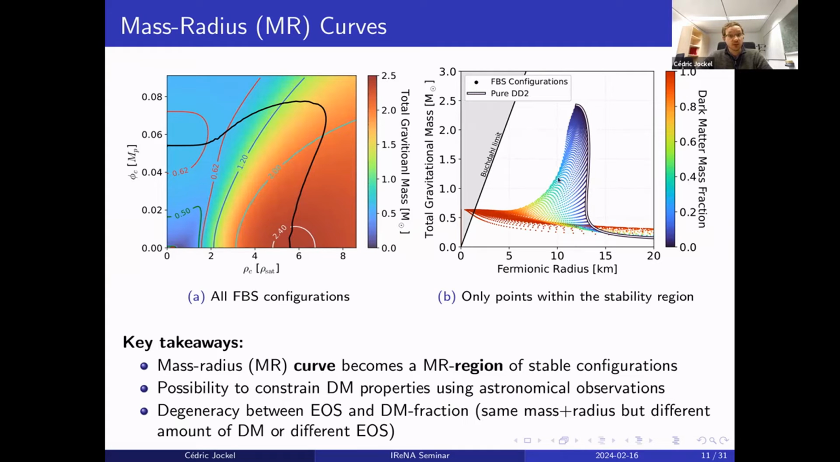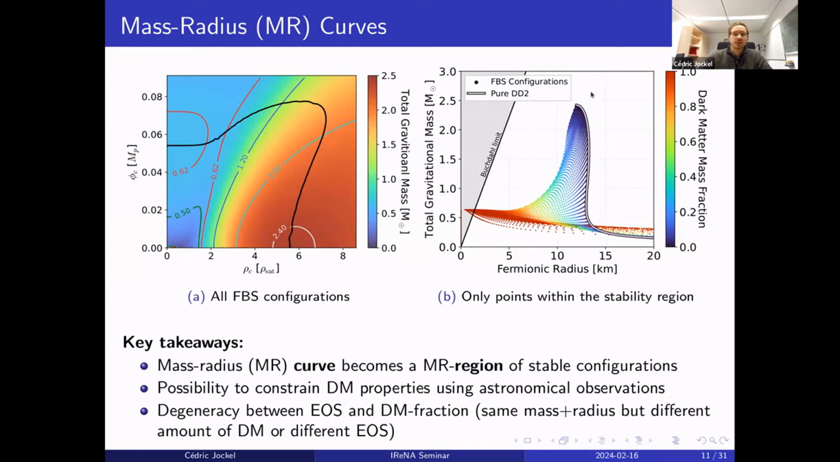And what you might notice immediately is that compared to the standard neutron star case, where you just have one line, which corresponds to one nuclear matter equation of state, you now have a kind of region of possible configurations. And every star, every configuration which is here, has a different amount of dark matter inside of it, a different dark matter fraction, basically.